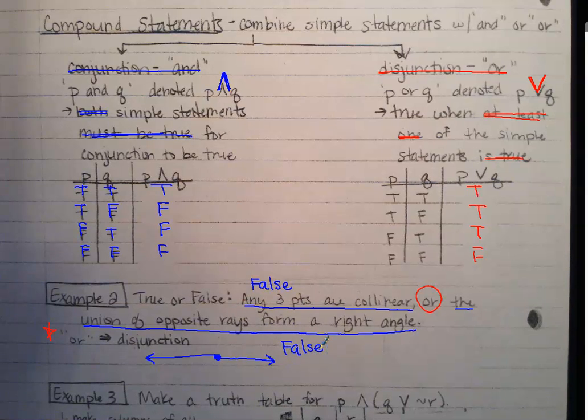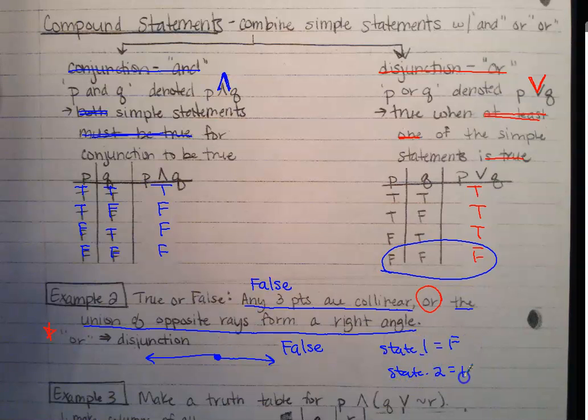So is this disjunction true or false? Why is it false, Justice? Both are false, right? It falls in this category right here. So we have statement 1 is false. Statement 2 is false. So the whole thing is false. All right, very nice.